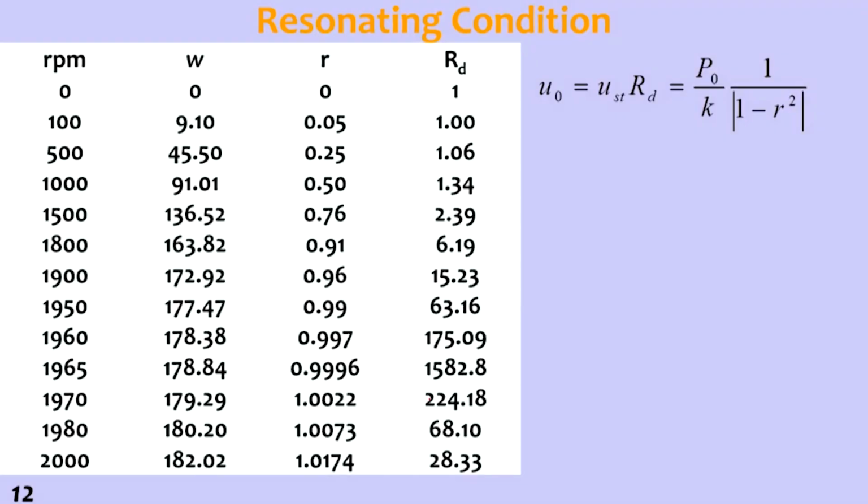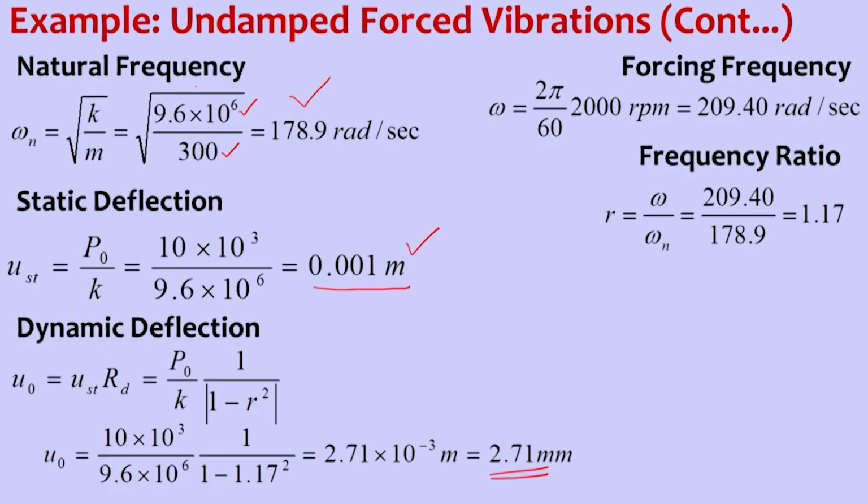So let us discuss that. Now if you look at this one, in this we will discuss the resonating condition. Resonating condition arises when R becomes 1. Here rpm is 0, so that means it is static. Then omega is the forcing frequency. The relationship between rpm and forcing frequency is this.